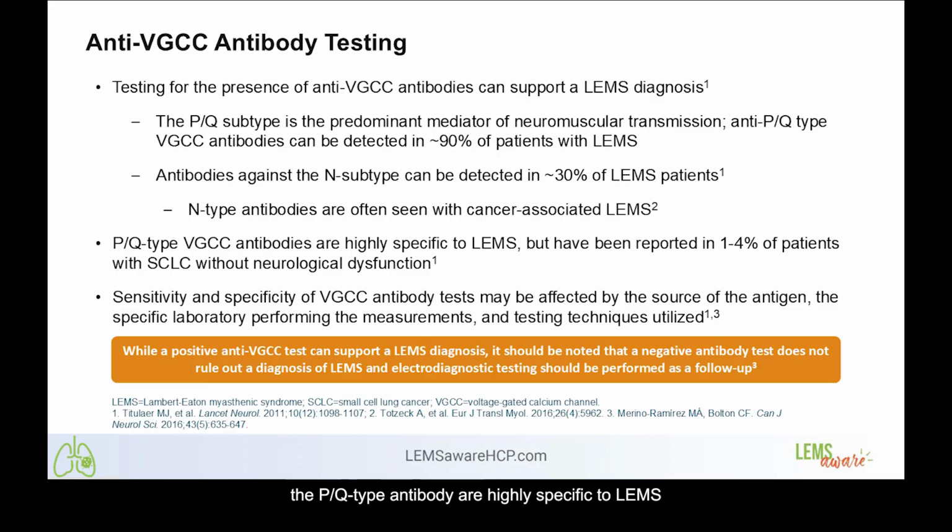The PQ-type antibody is highly specific to LEMS, but has been reported in 1 to 4% of patients with small cell lung cancer, even without neurologic dysfunction. Sensitivity and specificity of the VGCC antibody tests may be affected by the source of the antigen and the specific laboratory performing the measurements and testing techniques utilized. So while a positive anti-VGCC test can support a LEMS diagnosis, it should be noted that a negative antibody test does not rule out a diagnosis of LEMS, and electrodiagnostic testing should be performed as a follow-up.